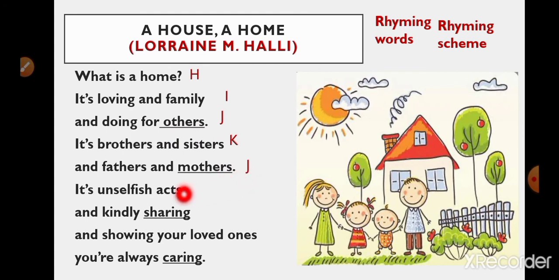Next we have acts. And this does not rhyme with any of these words. So we'll give it an L. Then we have sharing. We'll assign it an M because it does not rhyme with any of these words. Then we have ones. We'll give it N. And in the end we have caring, which rhymes with sharing. And to sharing we have given M. So here also we'll write M. So the rhyming scheme of the second stanza is H, I, J, K, J, L, M, N, M. So this is how you find out the rhyming scheme.